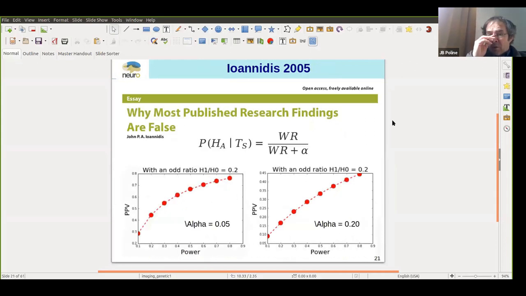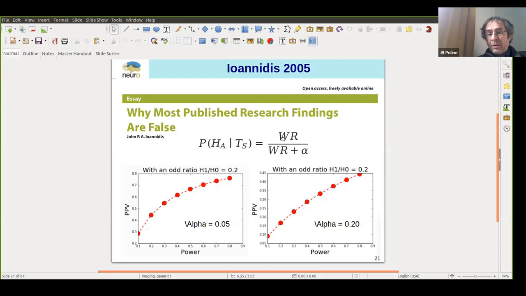And I want to go back to why most published research findings are false. In this 2005 paper by John Ioannidis, the key aspect was to look at a measure of how likely you are to find that alternative hypothesis. So the probability of the alternative hypothesis, knowing that the test is positive, and that is not a very complex formula.